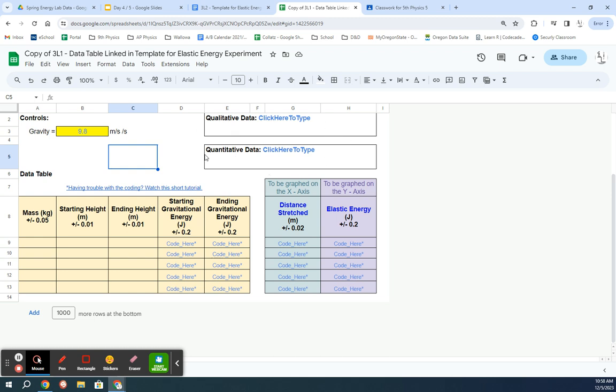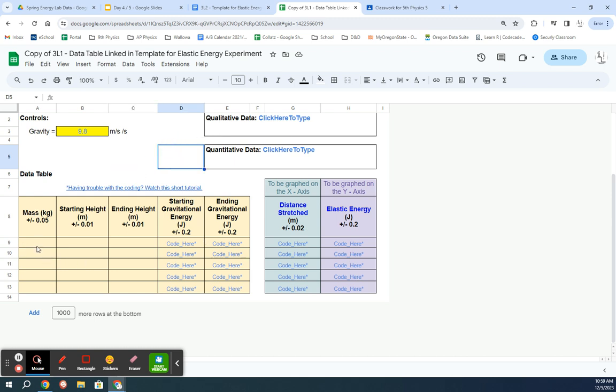Don't forget our qualitative and our quantitative data, right? So don't forget our controls. What are we keeping the same? Don't forget to make observations while we are conducting the lab.